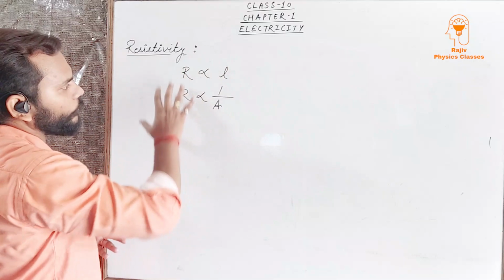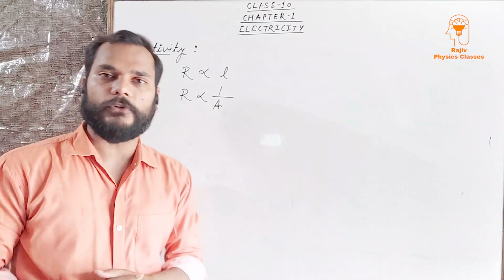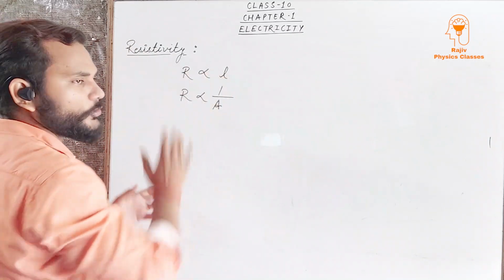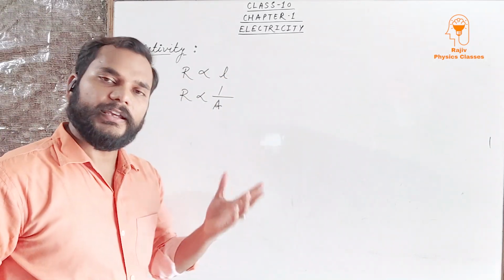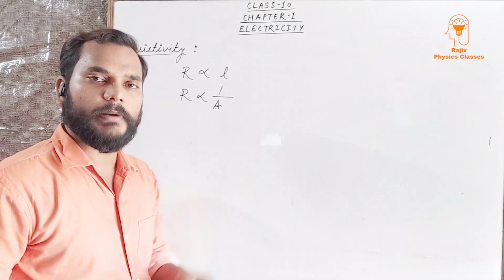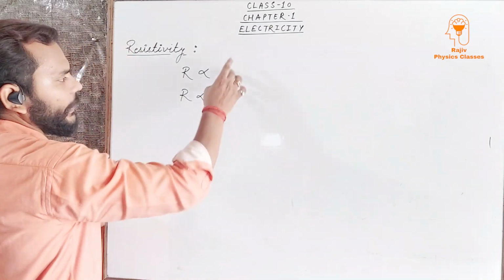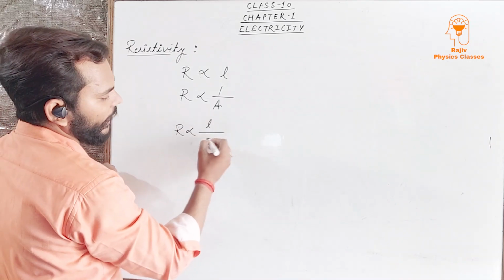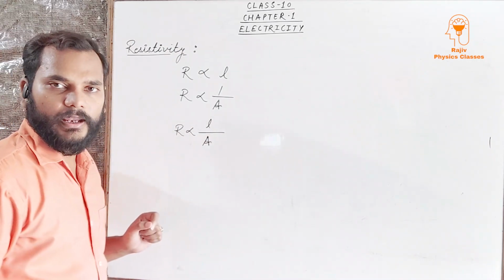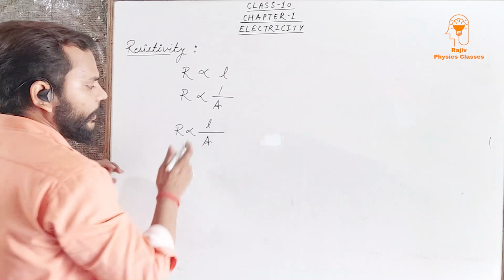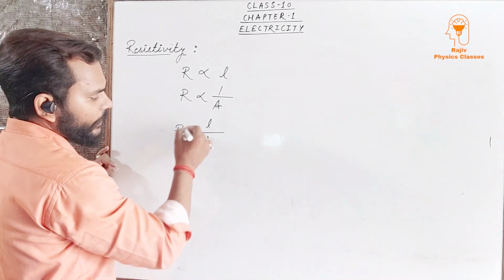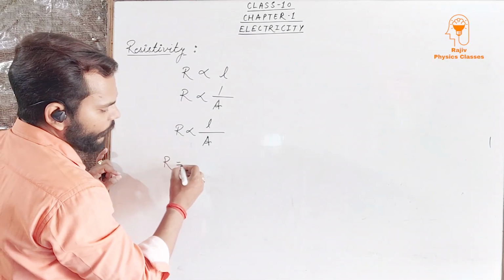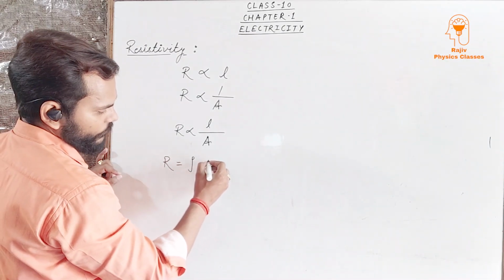Here, starting with these 2 relations, I am going to derive the formula for the resistivity: resistance is directly proportional to the length and resistance is inversely proportional to the area. If I combine these 2 relations, then I can write R proportional to L upon A. As we all know, if I remove this sign of proportionality, there will be a constant. So R is equal to rho L upon A.